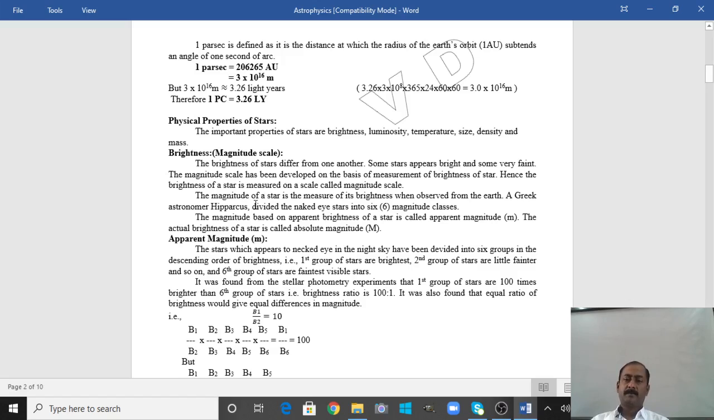Here the magnitude of a star is the measure of its brightness when observed from the earth.